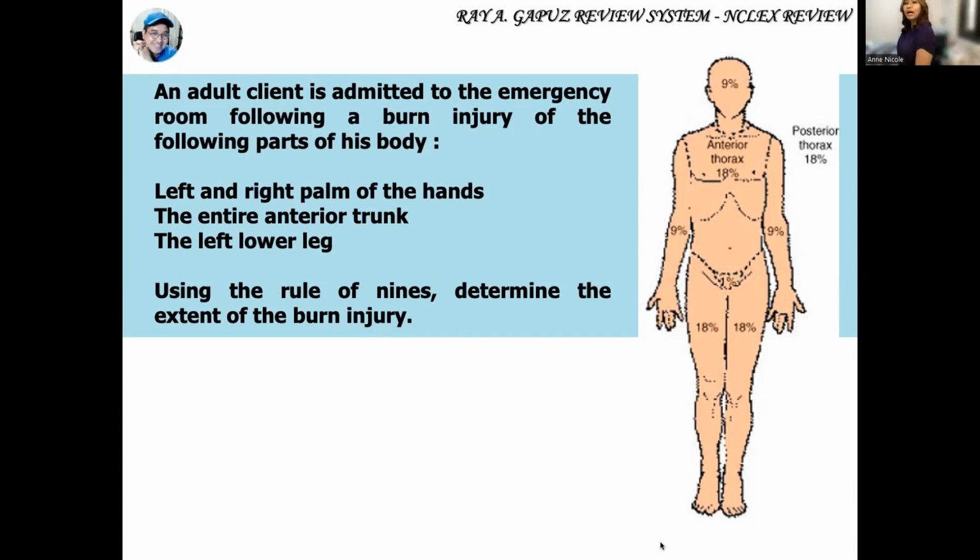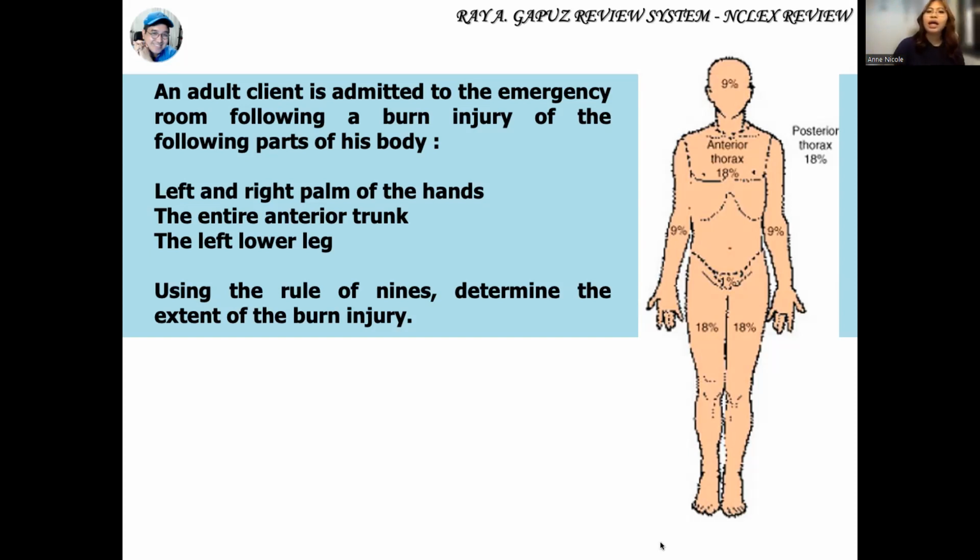When I tap my upper back, that's 9. When I tap my lower back, that's still 9. So a total of 18 for my posterior trunk. For my legs, of course, I cannot show you my legs. Okay? When I tap the front of my leg, that's 9. And when I tap the back of my leg, that's also 9. Total of 18 for each leg. I hope it helps with you guys.